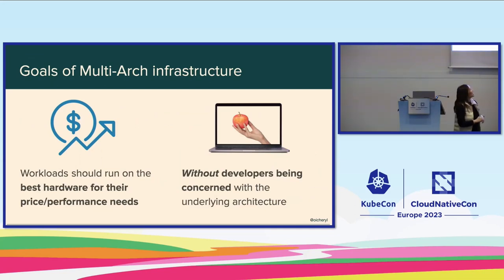So, more explicitly, the goal of multi-arch infrastructure is for workloads to run on the best hardware for their price performance needs without the developers having to consider what the underlying architecture is. That's the whole goal of why we bother to do multi-arch.